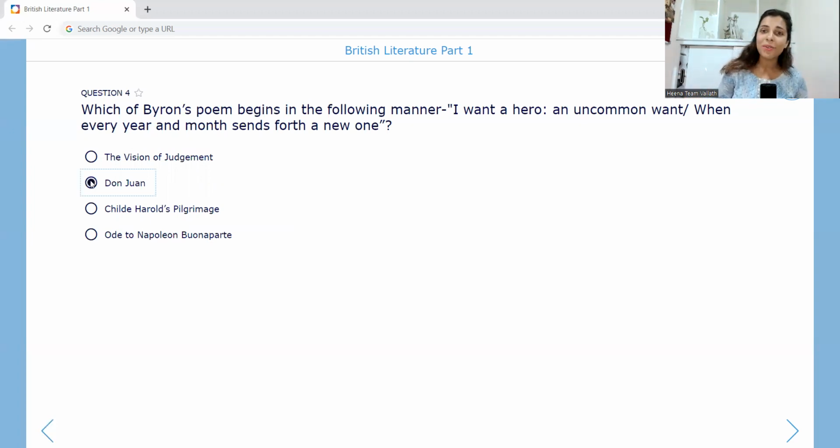Well, Don Juan, you know, written by Lord Byron, in which Byron says, I want an uncommon subject. I want a subject which has not been spoken about till now. That is why he spoke of this larger-than-life figure, Don Juan, and he changed him. Don Juan originally is this legendary character who is a womanizer, but Byron in his poem has represented Don Juan as a very gullible, naive, and innocent person, right? So the answer is Don Juan.